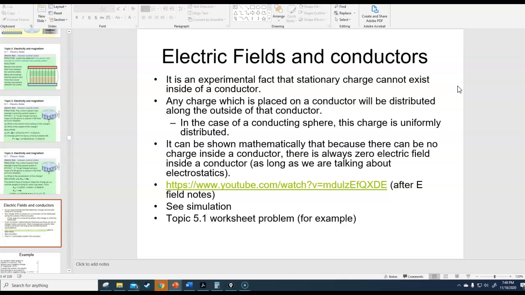Okay, so because conductors have those free electrons that we talked about before, you cannot put stationary charge inside of a conductor. So any charge on a conductor is going to be distributed along the outside of that conductor. Now, in the case of a conducting sphere, because a sphere is symmetrical, that charge is going to be uniformly distributed. Meaning, if you throw charge onto a conducting sphere, it's going to be evenly spread out over the sphere.